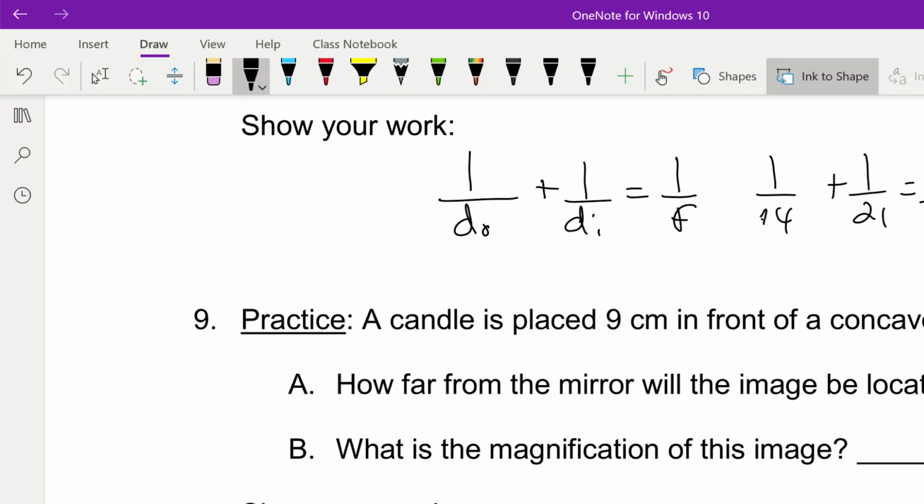So I'm going to rearrange it. Here, you know what? I'll do it right underneath. Therefore, 1 over di. I'm going to subtract 1 over do on both sides. Now, that will get rid of it here. And so just a little algebra, 1 over di equals 1 over f minus 1 over do. So I take out my calculator.